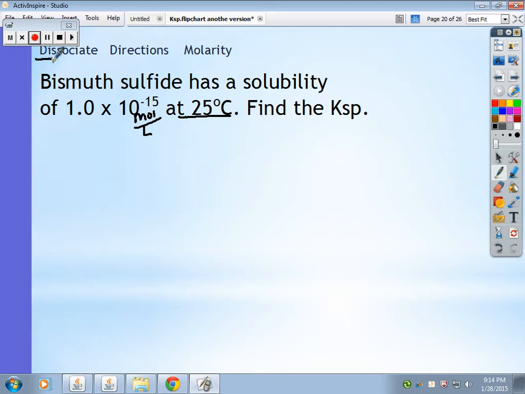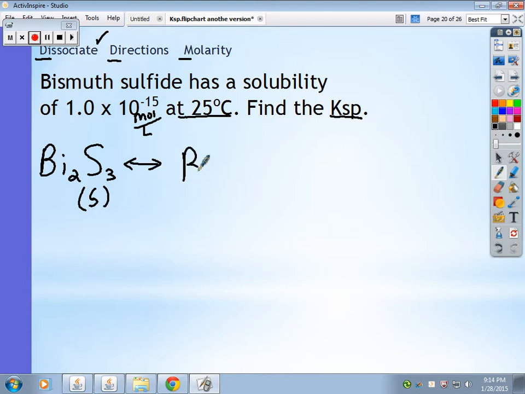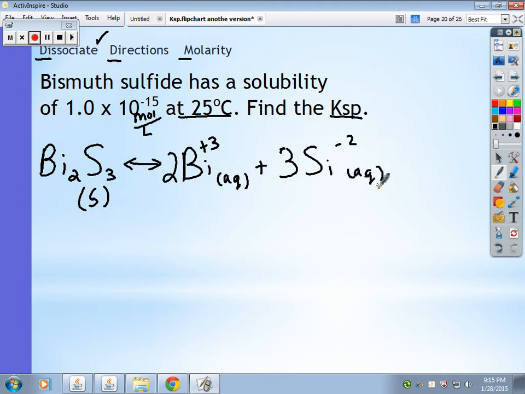The DDM. Dissociate, directions, molarity. So let's dissociate. Well, if I was going to write bismuth sulfide, this is how you write bismuth sulfide, and it's a solid. Why do I know it's a solid? Because I've got a Ksp involved. That means I put a double arrow, and then I write my ions. I've got 2 of these, and 3 of these. And that's my dissociation equation.